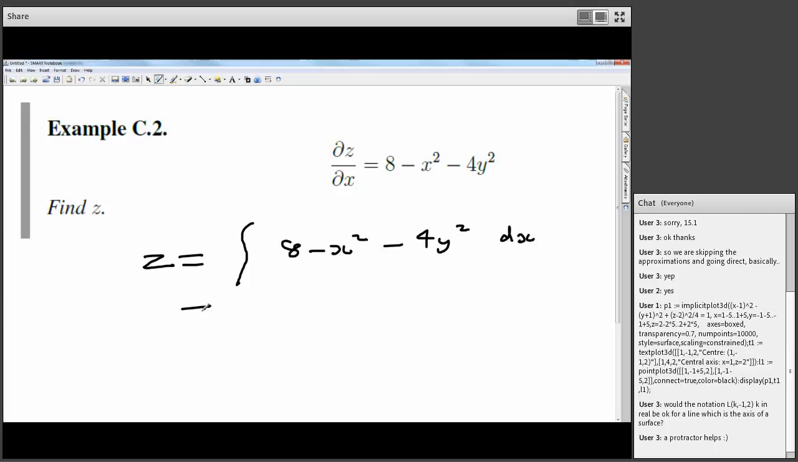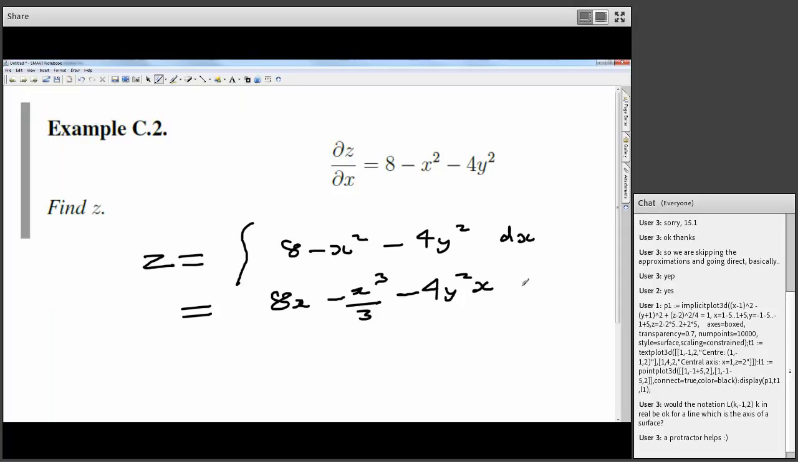Then basically integrate. The main rule with partial differentiation or integration is you're keeping everything else constant. So we're only integrating the x's directly. Anything like y's, we just assume they're constant. So the integral of 8 would be 8x. The integral of x squared would be x cubed on 3. The integral of a constant, like 4 minus y squared, would be just that constant times x. So a straight partial integration would be just these terms.